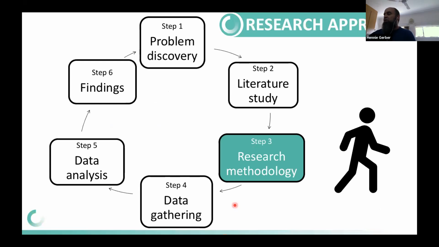Okay, so that's in your literature study. I just wanted to point this out, that while you're busy with this, you must already look at these things. Then the next step is the research methodology step.